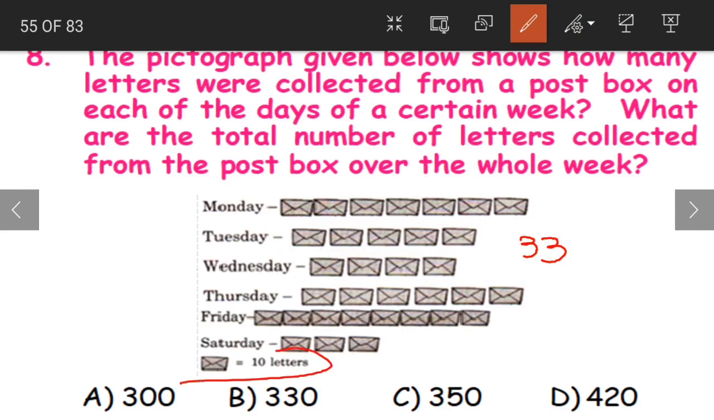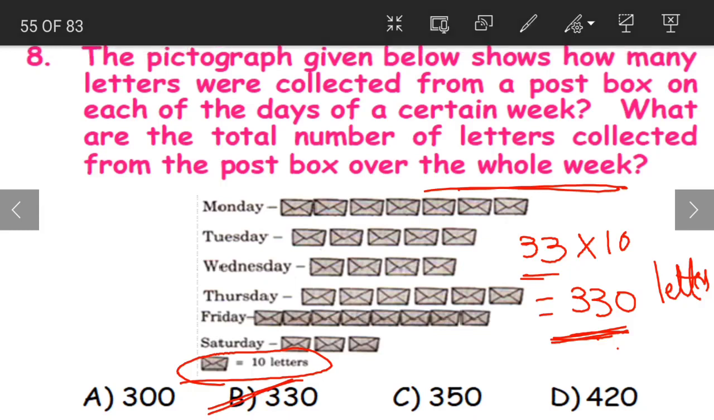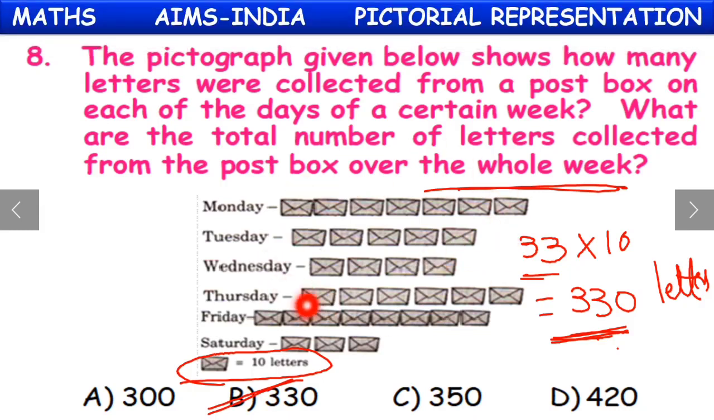And don't forget to read this information. What are they saying? One picture is equal to 10 letters. Now here we are having a total of 33 pictures. So it will be equal to how much, children? 33 into 10, that is equal to 330 letters. What will be the total? 330 letters. Over the whole week, 330 letters were collected. That is our option B. Is this clear, children? We have just found out the total pictures and then multiplied by 10.